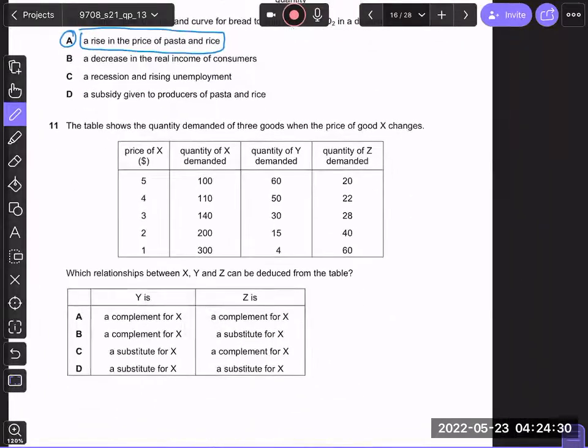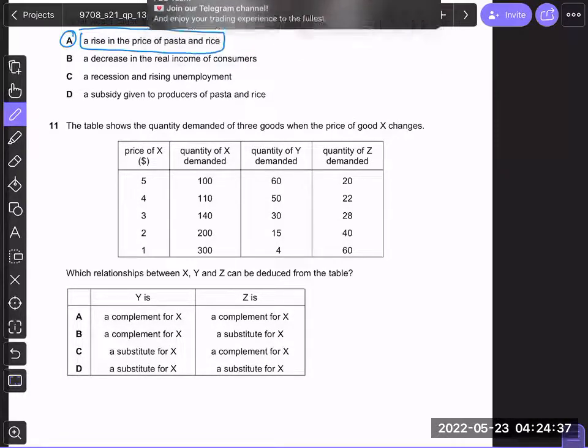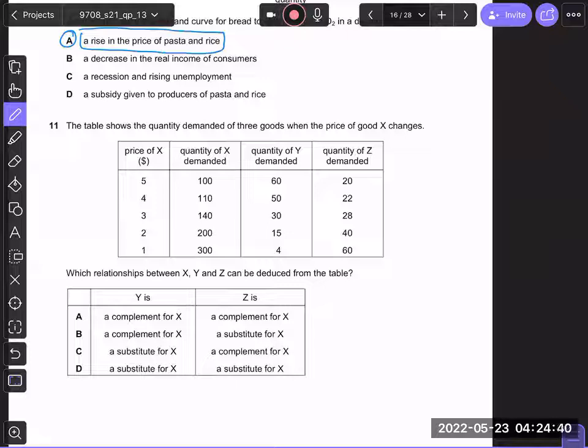Look at question number 11. The table shows the quantity demanded of three goods when the price of good X changes. Price of X is 5, 4, 3, 2, 1. Quantity of X demanded. Then you have quantity of Y demanded and the quantity of Z demanded. So these are the three goods you have, X, Y and Z, and these are the prices of good X.